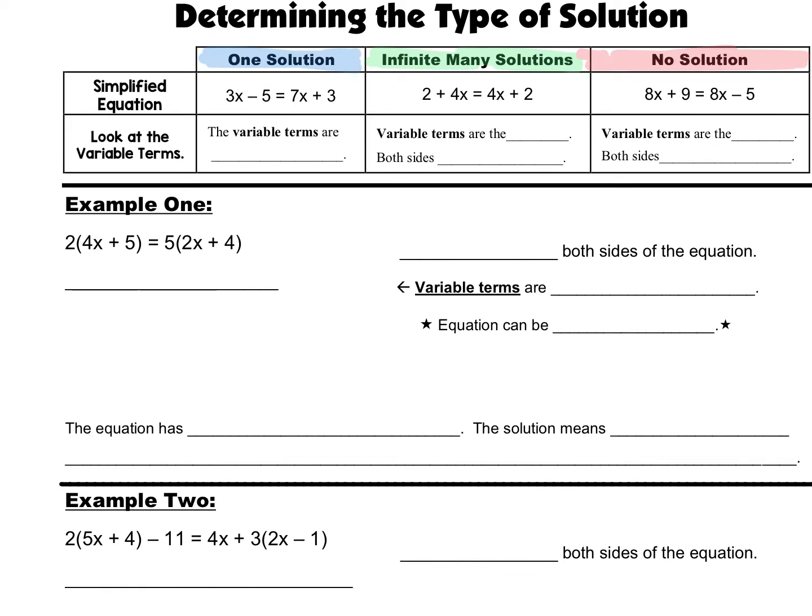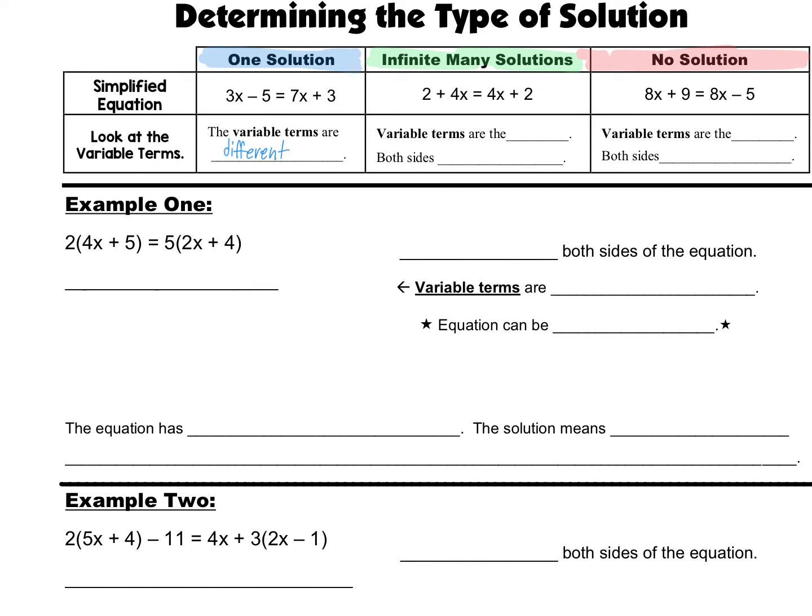Now we will practice determining the types of solutions. Let's look at the first simplified equation: 3x minus 5 is equal to 7x plus 3. Notice that the variable terms are different. That is why we say there's only one solution.